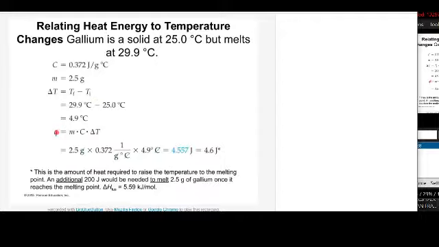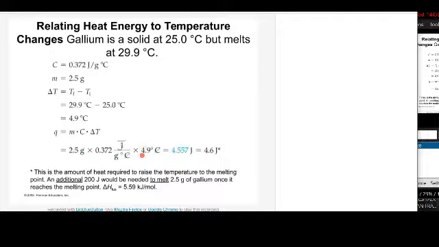Okay, so how much heat, Q? Q equals the mass in grams, so 2.5 grams, times the specific heat we were told, 0.372. Now that would be in units of joules. It looks like they've accidentally dropped the joule here, but it should be joules, so I'm going to write that in. Joules per gram per degree Celsius.